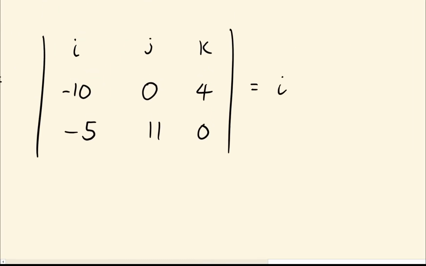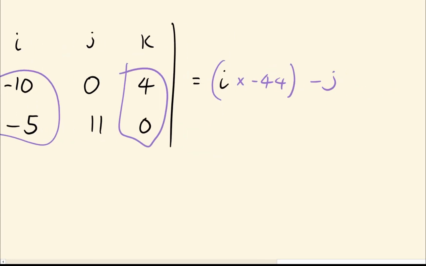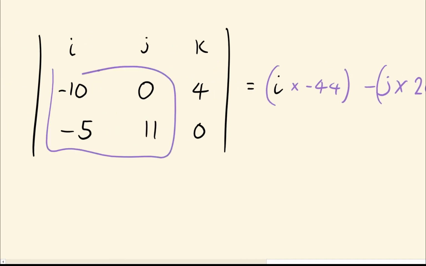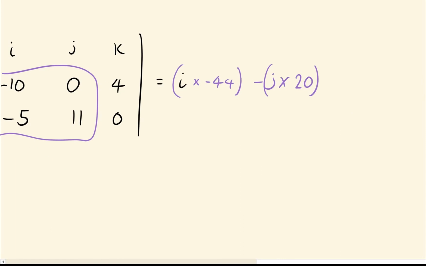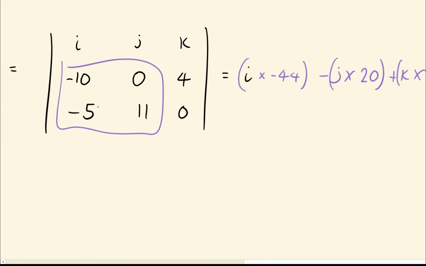So that is going to be i times the determinant of this matrix, so that will be i times minus 44. We've then got minus j times the determinant of this matrix. That will be nothing minus minus 20, so minus j times 20. And then lastly, we're going to have plus k times the determinant of this matrix, so plus k times, and this one is minus 110 minus nothing.